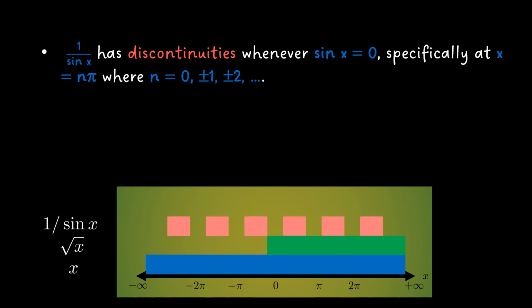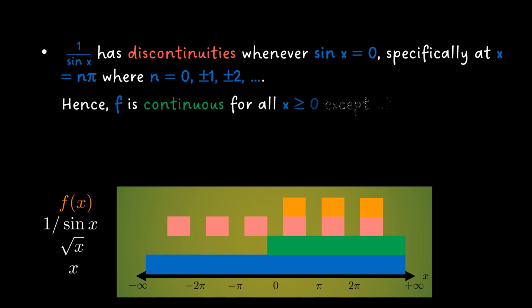The difference property of continuity says that the difference of two terms is continuous on points where both terms are continuous. Hence, f is continuous for all x greater than or equal to 0, except at x equals n pi, where n equals 0, positive or negative 1, positive or negative 2, and so on.